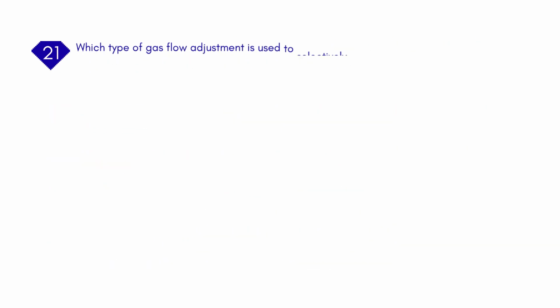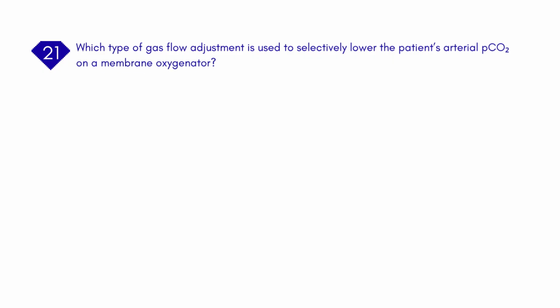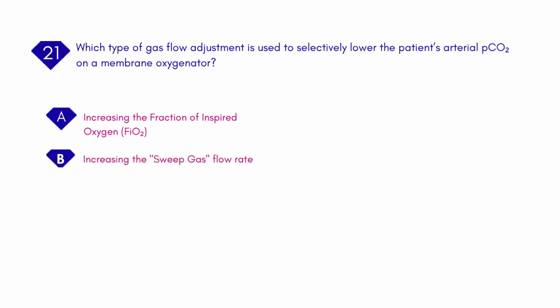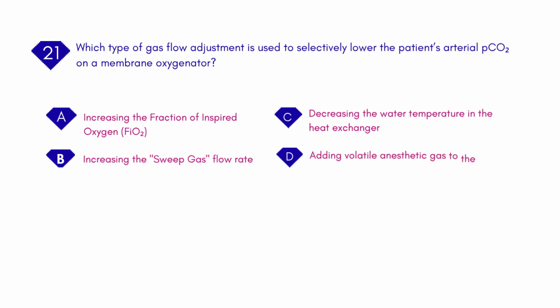Which type of gas flow adjustment is used to selectively lower the patient's arterial PCO2 on a membrane oxygenator? A. Increasing the fraction of inspired oxygen, FiO2. B. Increasing the sweep gas flow rate. C. Decreasing the water temperature in the heat exchanger. D. Adding volatile anesthetic gas to the blender. Answer: B. Increasing the sweep gas flow rate.